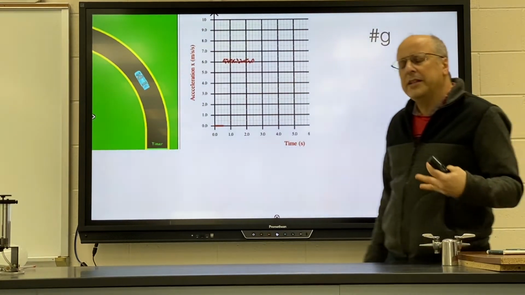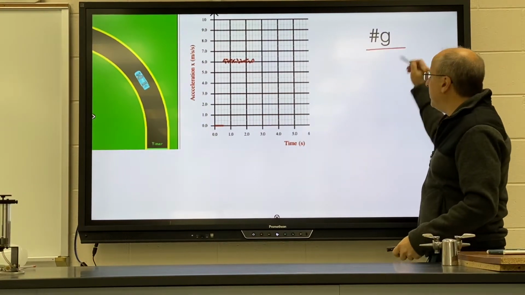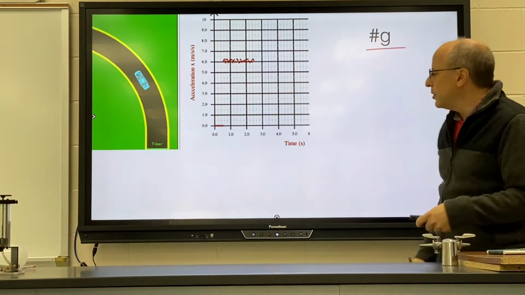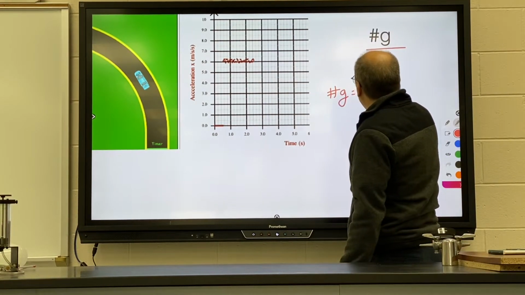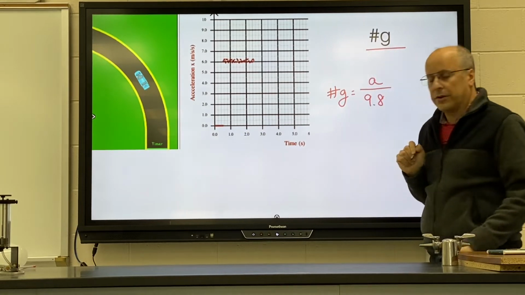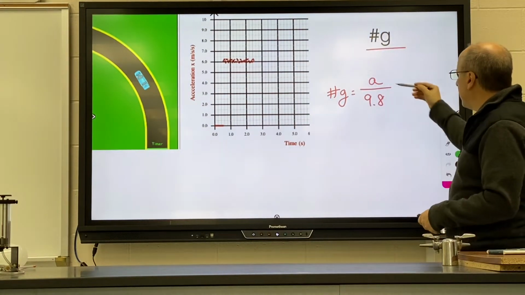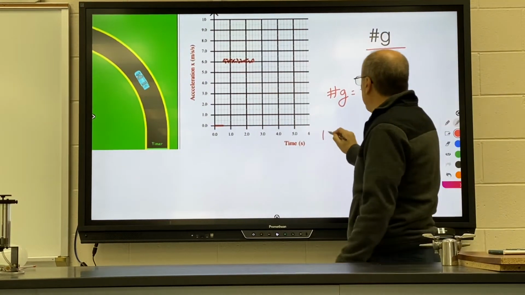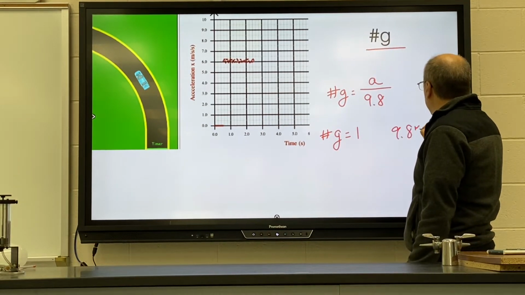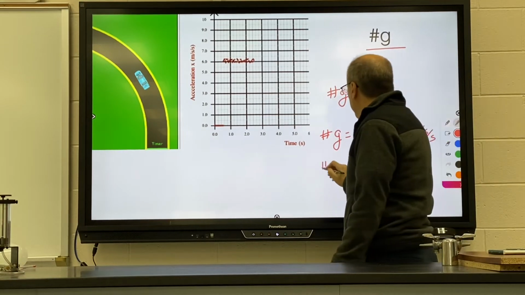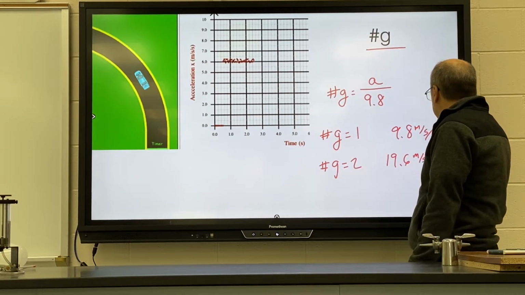Oftentimes when we're trying to describe the experience of an acceleration, we go with a term called number of G's. And the way number of G's works is it compares your acceleration to the acceleration due to gravity on Earth. You don't put the negative in there, that's just the direction. So you take the acceleration and divide by 9.8. If your number of G's came out to be 1, that means you're going with an acceleration of 9.8. If your number of G's is equal to 2, it means you're at 19.6.